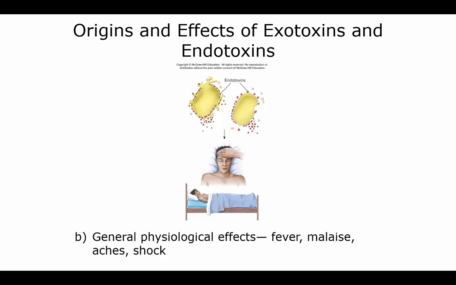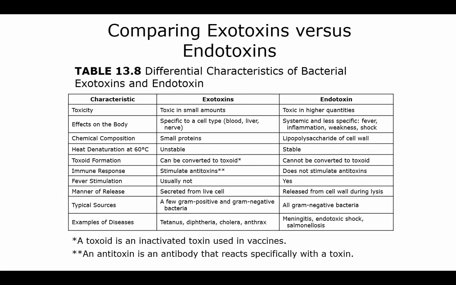Typically, with endotoxins, you're going to see signs and symptoms. You're going to see physiological effects: fever, malaise, aches, shock, lower blood pressure, higher pulse rates. You're going to see some manifestation of these toxins. So, I love this chart, because when I look at it, I see things like this.